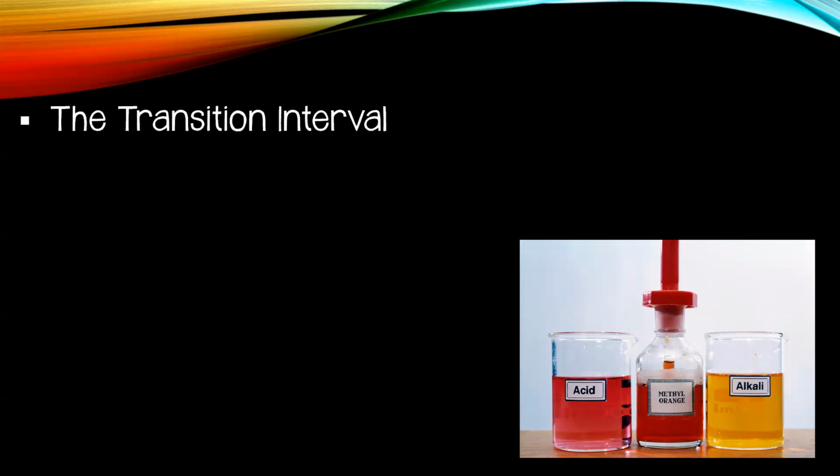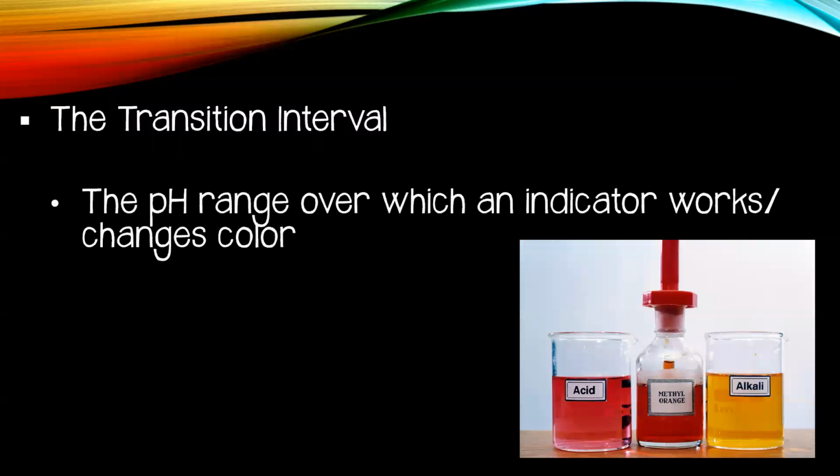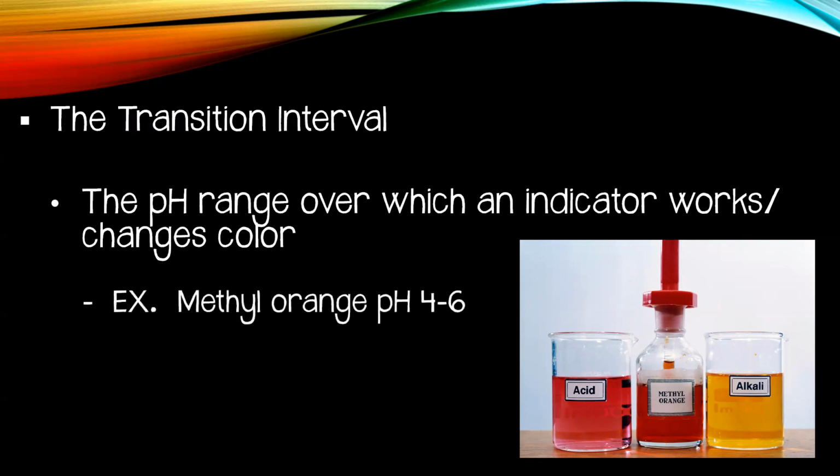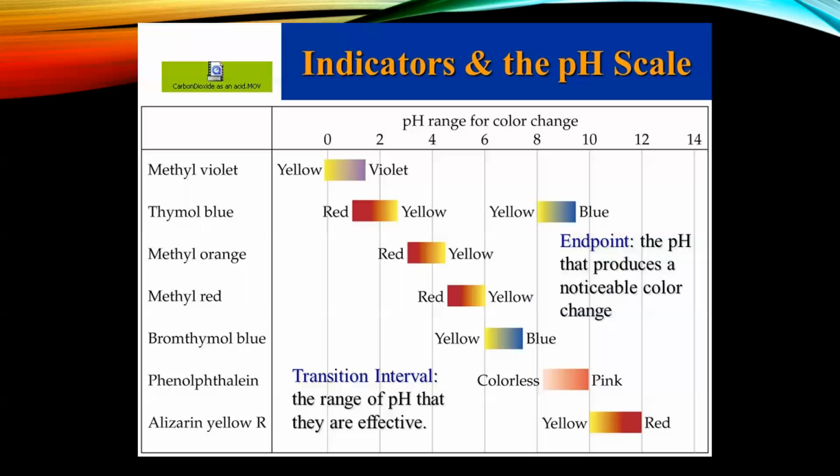So the last thing I want to talk about is the transition interval. So the transition interval, we kind of already touched upon this, is the specific pH range over which an indicator works and where it changes color. So once again, you want to know what kind of pH you're working with so you have this color change occur. So for example, methyl orange only works over pH 4 to 6. It's going to change from orangish to yellowish. So if you have something at a greater or lesser pH than this range, it's not going to work.